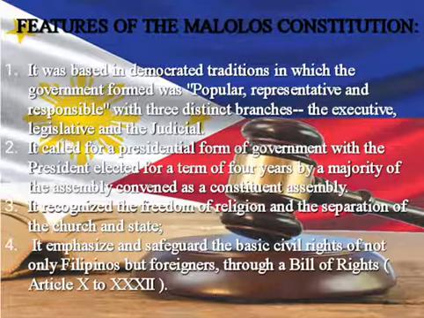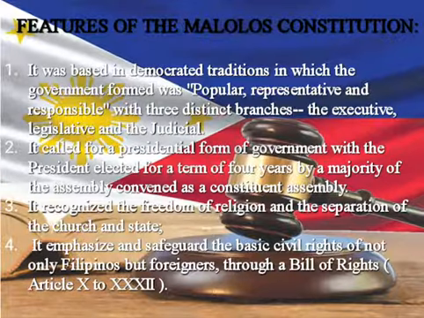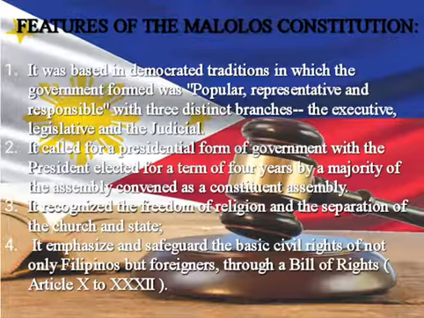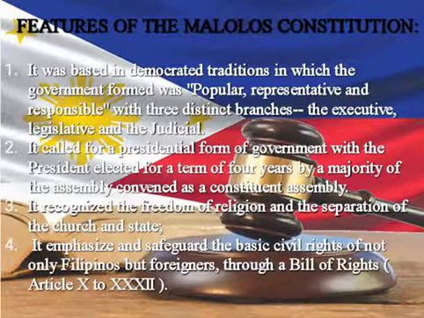Let's proceed and talk about the features of the Malolos Constitution. The first feature is it was based on democratic traditions in which the form of government was popular, representative, and responsible, with three distinct branches: the executive branch, the legislative branch, and the judicial branch. It called for a presidential form of government, with the president elected for a term of 4 years by a majority of the assembly convened as a constituent assembly.